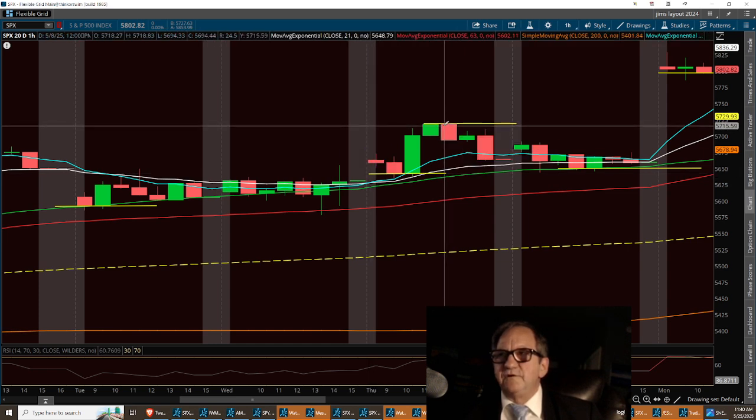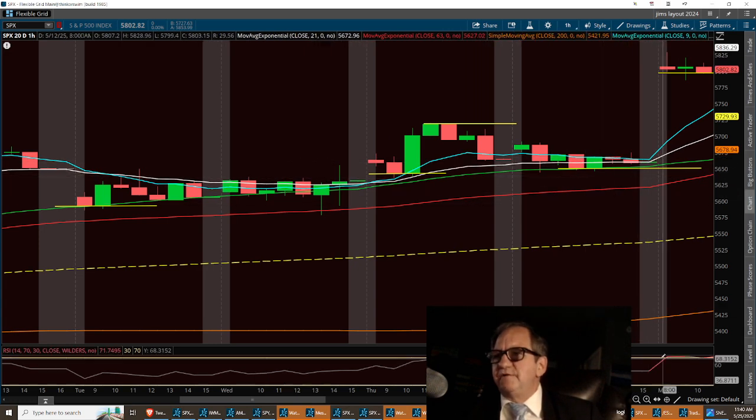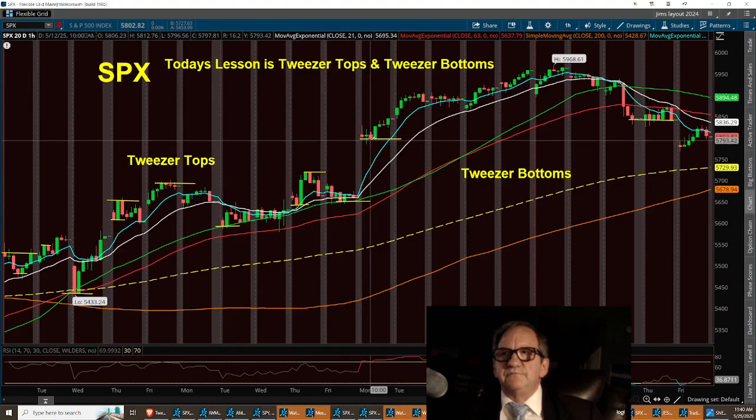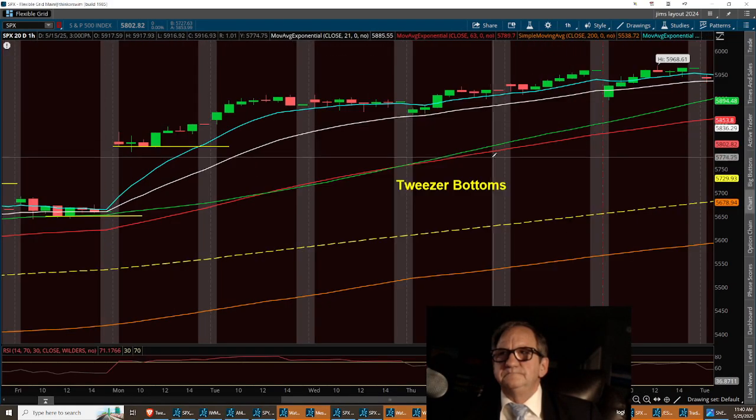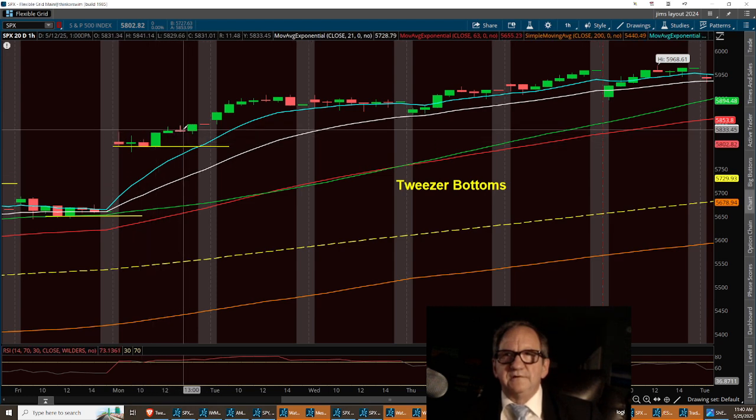1 hour time frame. Tweezer bottom, runs up a little bit, not much of a day that day, formed a descending triangle, which is bearish. Tweezer bottom, take and run it all the way up until you see a tweezer top, and there's your tweezer top right there. Get out of the trade.